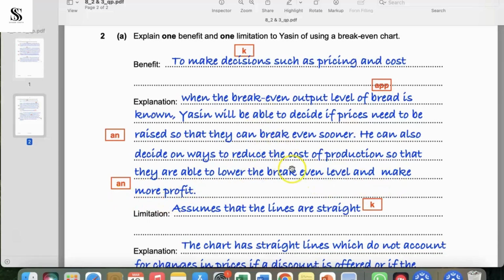While raising price and lowering cost will both lead to lowering the break-even level, you can make a slight difference in the outcome by adding something more, like in this case, I have said make more profit, so that these 2 analyses sound slightly different.